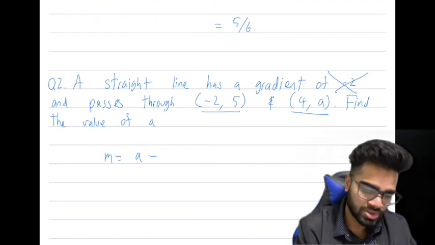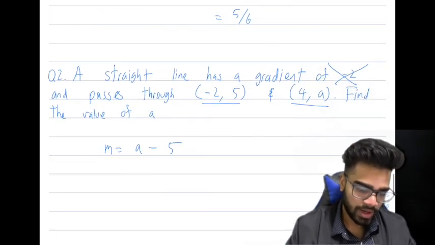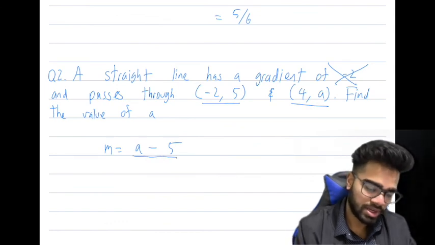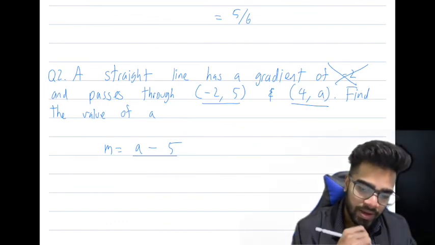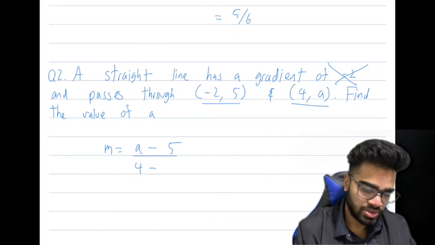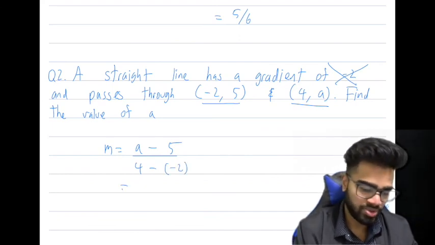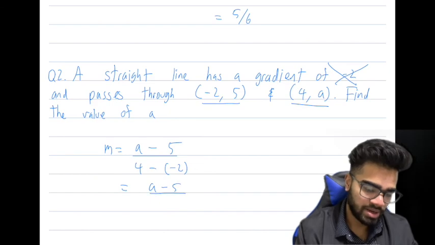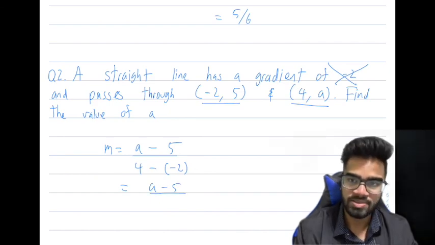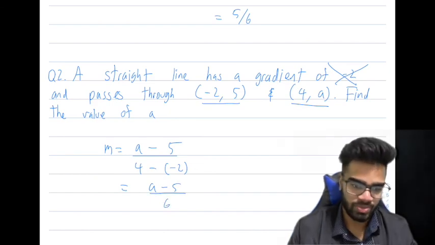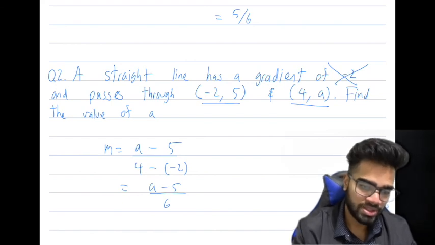Oh, it's not -2, it's 5. So a minus 5, divided by x2 minus x1, which is 4 minus negative 2. Make sure you put that in brackets. All right, so this is your gradient. Let's simplify as much as possible. So you have a minus 5 over 4 minus -2, which is 6, so 4 plus 2. So now this is our gradient between these two coordinates.